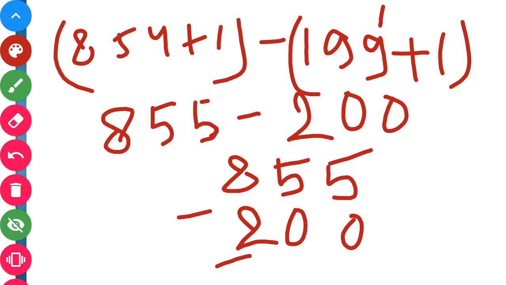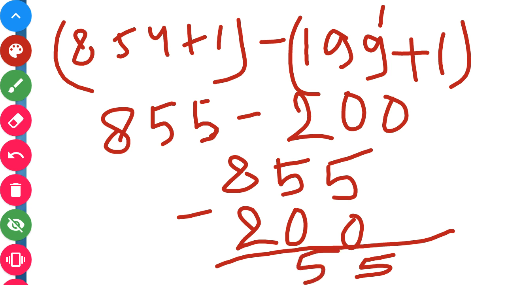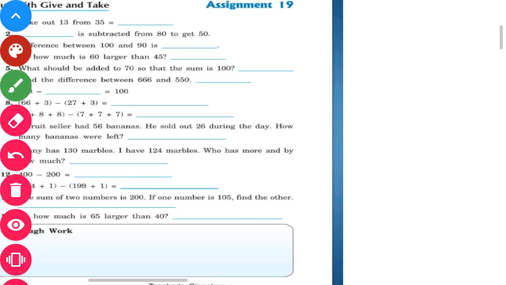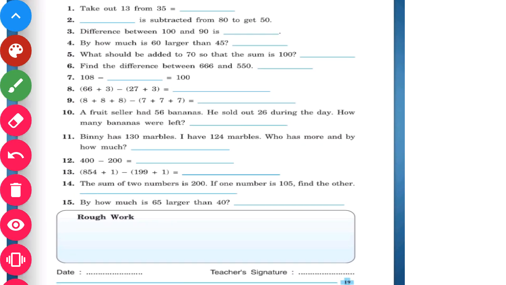Okay. So 5 minus 0 will be 5. And 8 minus 2 will give us 6. 655. So our answer for question number 13 is 655.